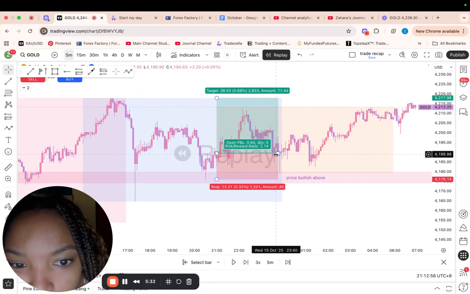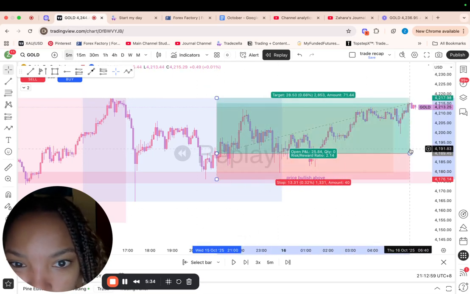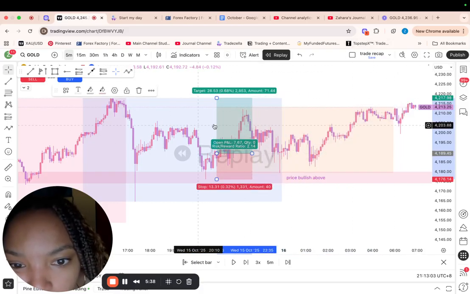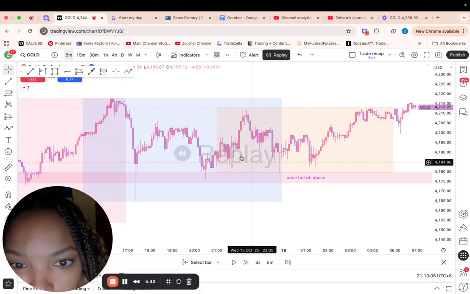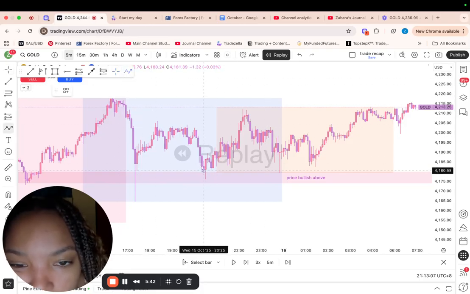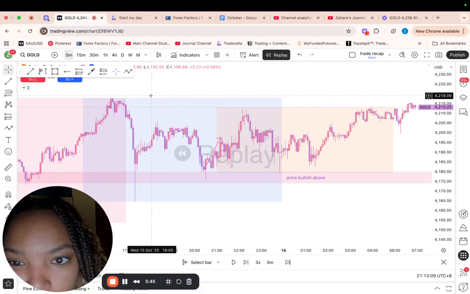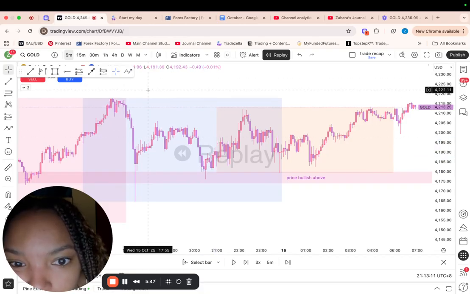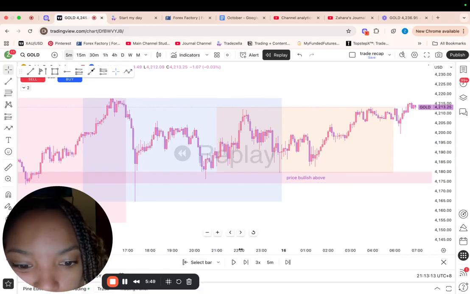So even though in hindsight we can see that it ended up reaching the level, if we're looking from this level, we don't know if price is making a lower high, and there's nothing telling us that. So that would just be like me predicting the market, which isn't productive at all.